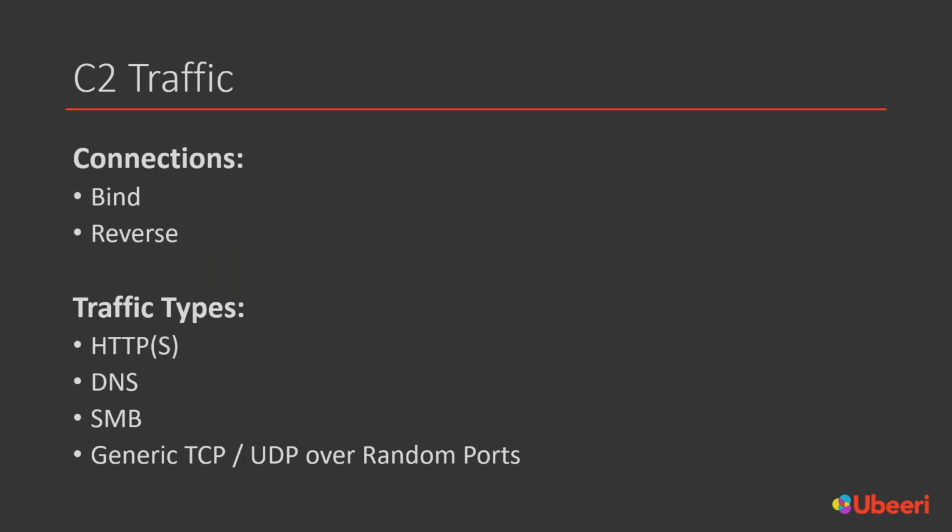Anyway, to look into what that C2 communication looks like, there's a couple different types of connections. They can be broken into two categories based on the direction that the connection is initiated, bind and reverse. We'll dive into those in a second. And traffic types, this is kind of unlimited, but here's a couple of the popular ones. We're going to focus on HTTP today, but you can really send C2 traffic over any protocol that you can control.